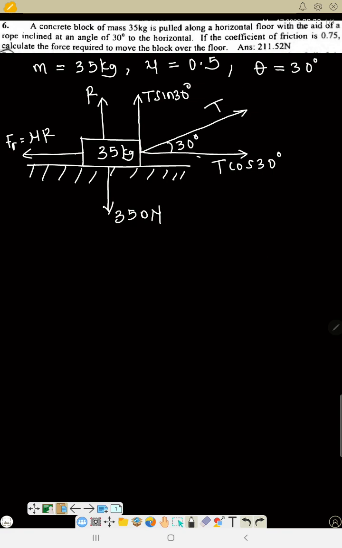A concrete block of mass 35 kg is pulled along the horizontal floor with the aid of a rope inclined at 30 degrees. So we use this rope to pull this block along the horizontal. That is just the interpretation. So now let's find this tension T. Remember, summation of all the forces in the horizontal direction must be 0. That means T cos 30 minus mu R is equal to 0.